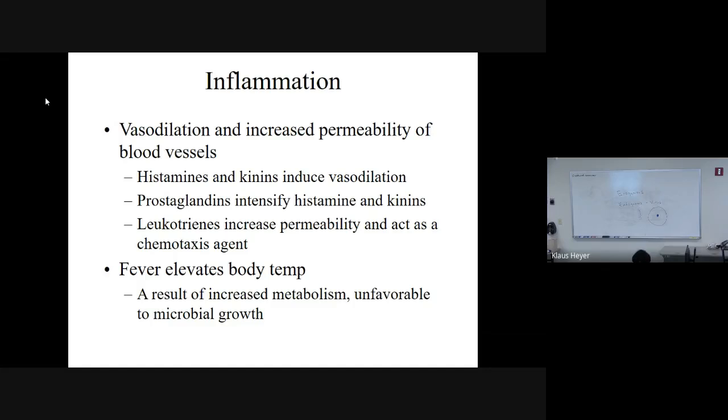I have it in another slide. Chemotaxis brings the pathogen together with one. So write these down. They often work together.